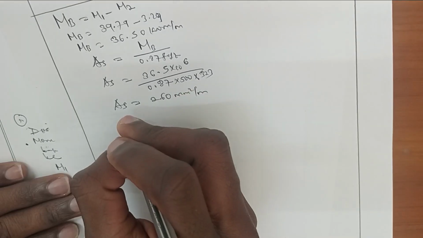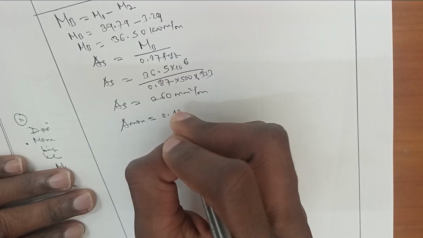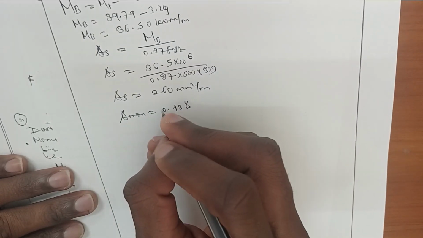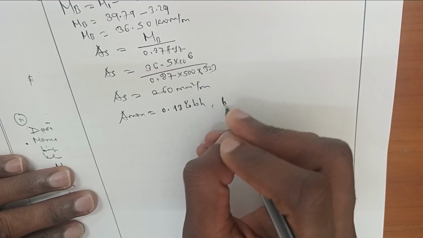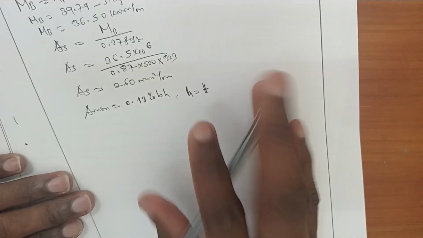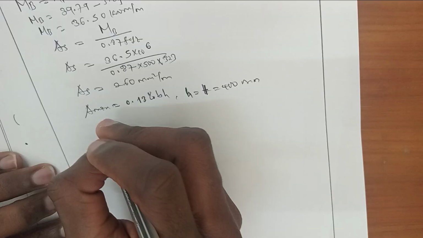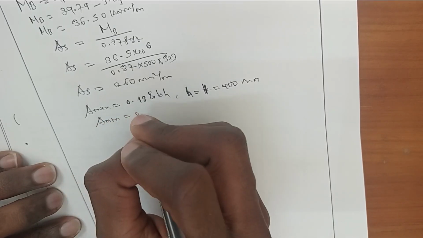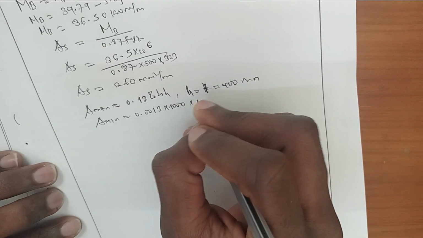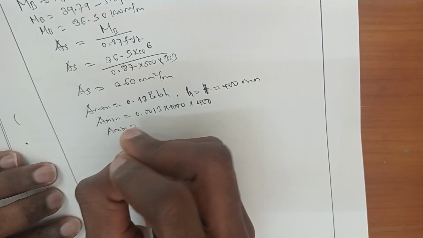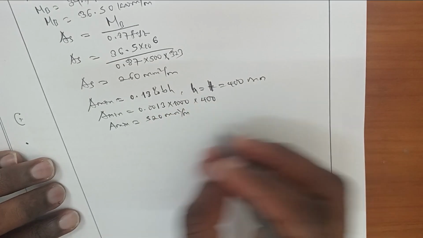Now let's check for the minimum area. Minimum area will be equal to 0.13 percent times width times h. This h is equal to the thickness of the stem, which is 400 millimeter. So the minimum area will be equal to 0.0013 times 1000 times h, which is 400. Minimum area will be equal to 520 millimeter square per meter.